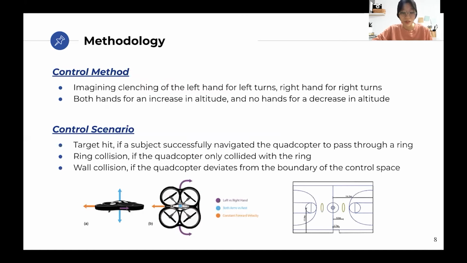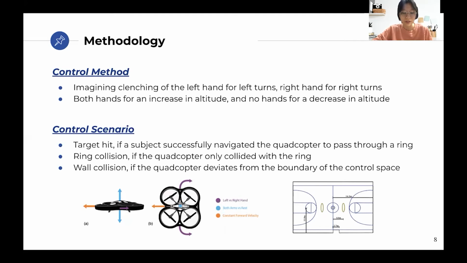The motor imaginations corresponding to each control are seen in the figure drawn below. Separable control of each dimension was attained by imagining clenching of the left hand for left turns, right hand for right turns, both hands for an increase in altitude, and no hands for a decrease in altitude.